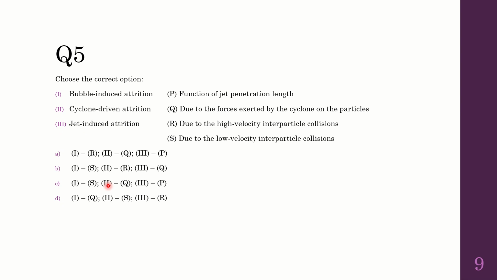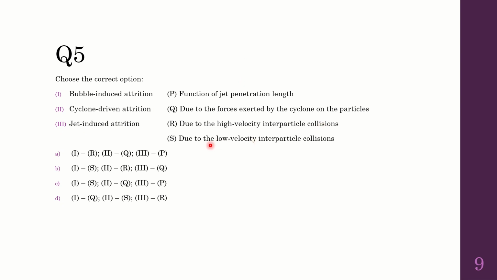So what do we have? We have 3. The first one is bubble induced attrition, cyclone induced attrition, jet induced attrition. For jet induced attrition, it is because of the function of jet penetration length. For bubble induced attrition, it is because of the low velocity interparticle collisions. Cyclone driven attrition is because of the forces exerted by the cyclone on the particle.